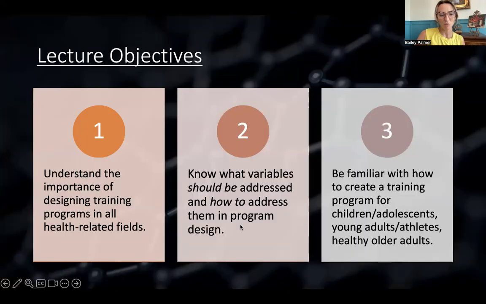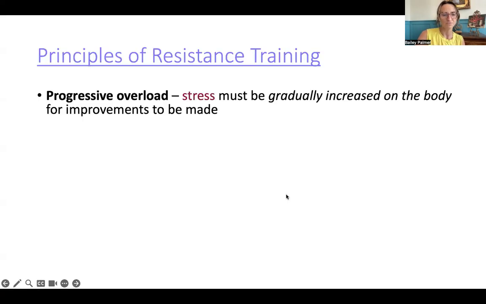We're going to look at the importance of designing training programs in a health-related field. Like, why do we need to know this? Know what variables should be addressed and how to address them, and then be familiar with how to create a training program for children, adolescents, young adults, athletes, and healthy older adults.